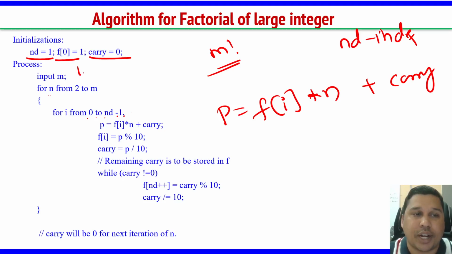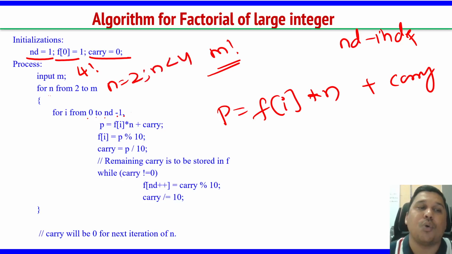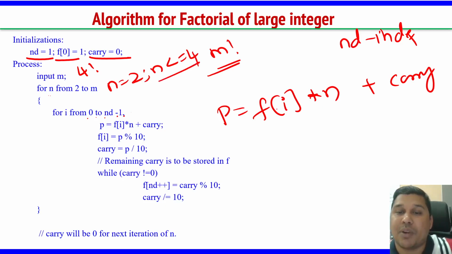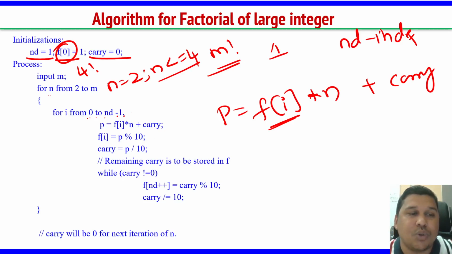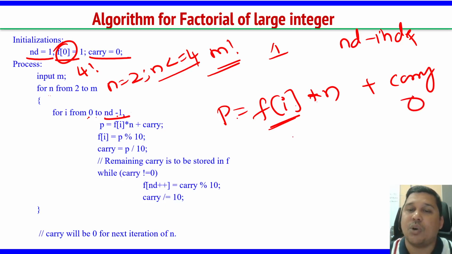Suppose I want to find out 4 factorial. So this n value will range from n equal to 2, n less than or equal to 4. So this way we will iterate it. First time I am multiplying, what is there in f of i? f of 0 contains 1, right. So i is equal to 0 to nd minus 1, p equals f of i into n plus carry. Carry is 0, f of i is 1, 1 into 2 plus 0. So p becomes 2.